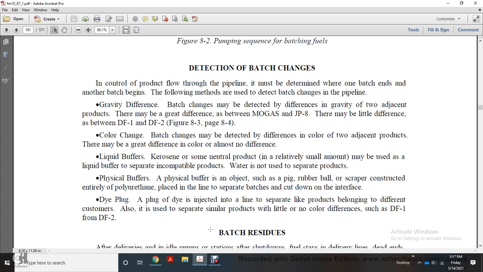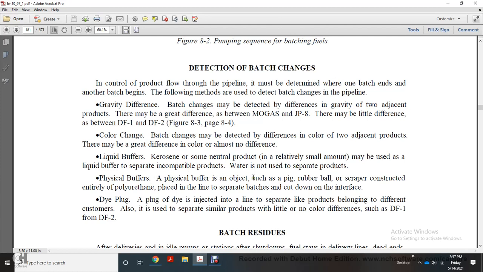Figure 8.3. Color change: both changes are detected with the difference. Color of two adjacent products may have a greater difference, but sometimes there is almost no difference. Liquid buffers. Kerosene or some neutral product in a relatively small amount may be used as a liquid buffer to separate incompatible products, but it is not used to separate products with owners.